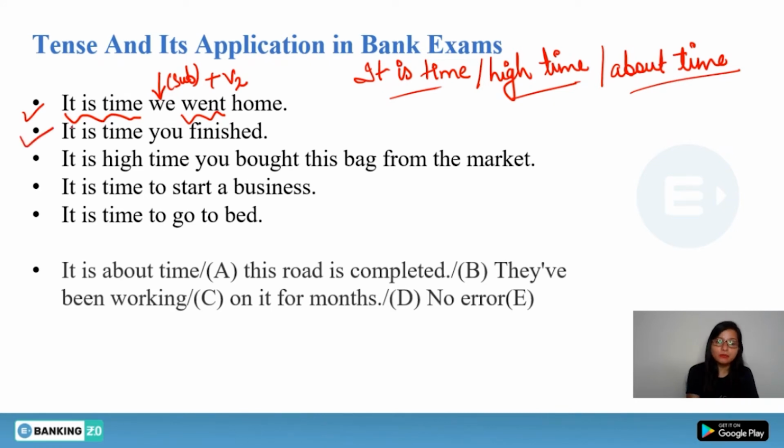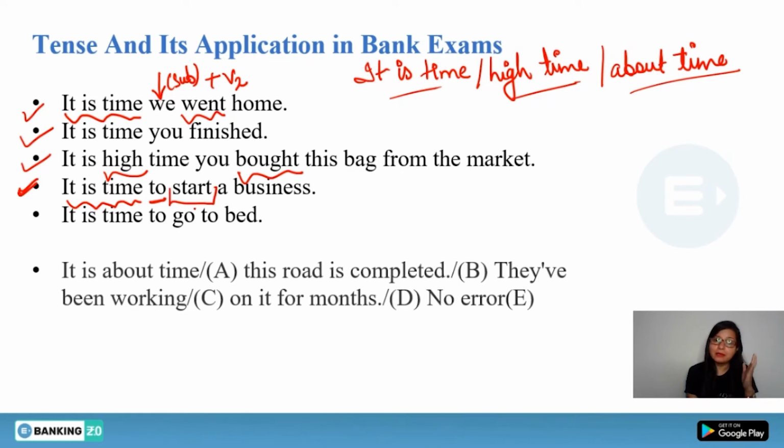Okay, it is time you finished. It is time, then the subject, and finished, the second form of the verb. It is high time you bought this bag from the market. Again you have a subject and v2, that is bought. Now we have a different kind of structure here. It is time, as you can see, then we have to, and then we have a v1.